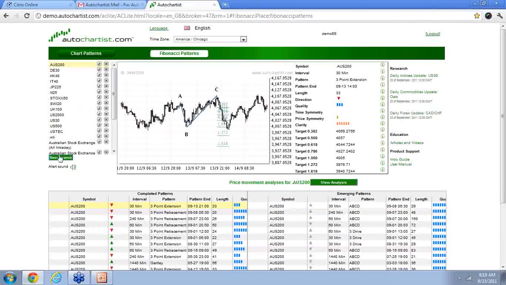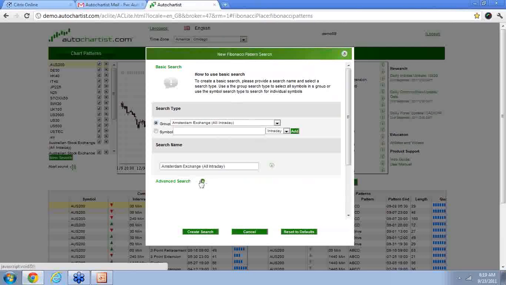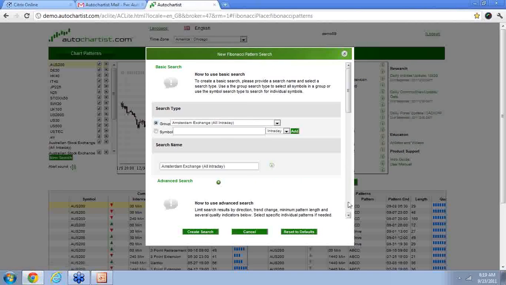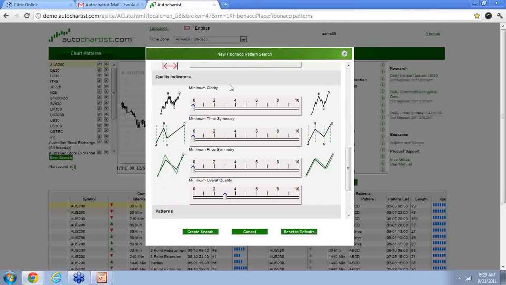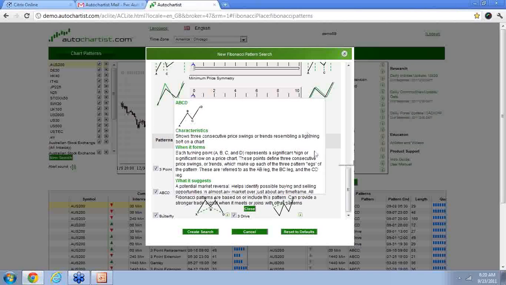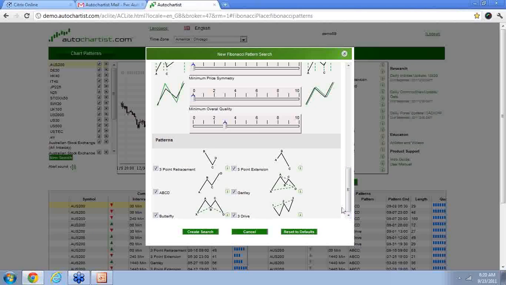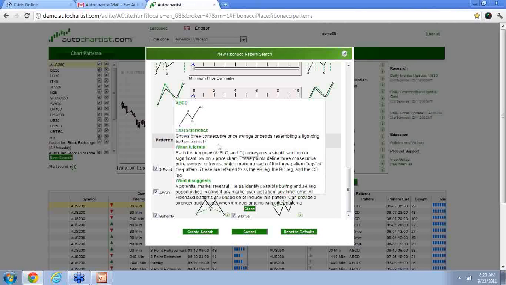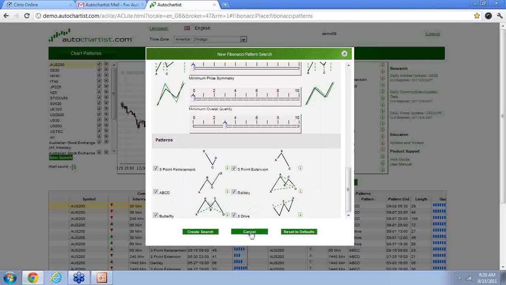And like I showed you with chart patterns, you also have the ability to go to the advanced search and drop down to the types of patterns that AutoChartist identifies, such as 3-point retracement all the way down to this 3 drive. You have the ability to click on this I button, and you can see that we have definitions, characteristics, how it forms, and various other suggestions.